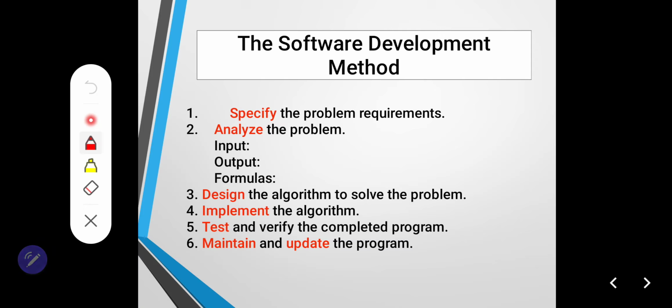The software development method. Number 1, specify the problem requirements. Number 2, analyze the problem: input, output, and formulas. Number 3, design the algorithm to solve the problem. Number 4, implement the algorithm. Number 5, test and verify the completed program. Number 6, maintain and update the program.